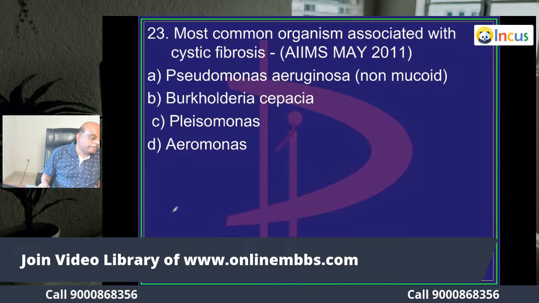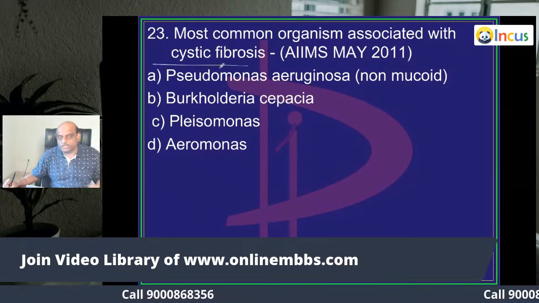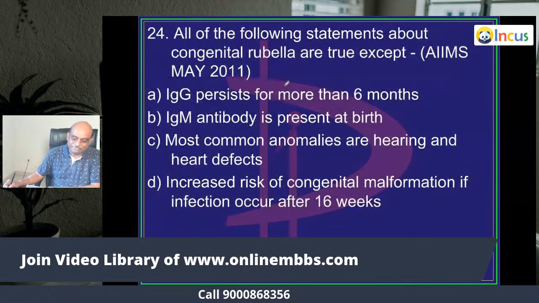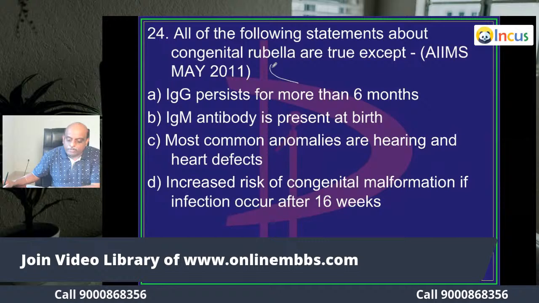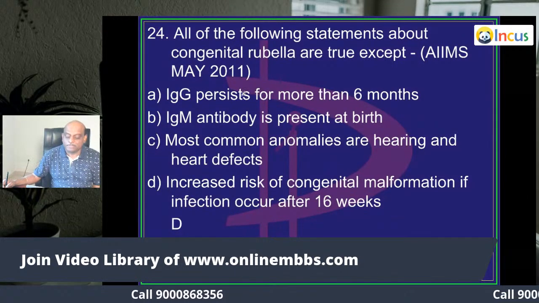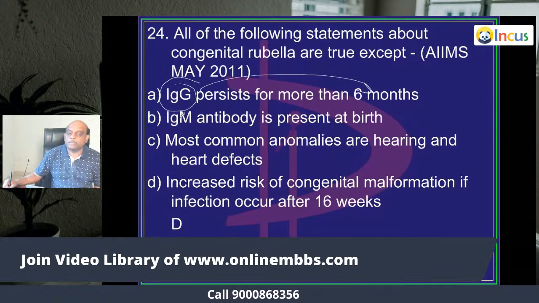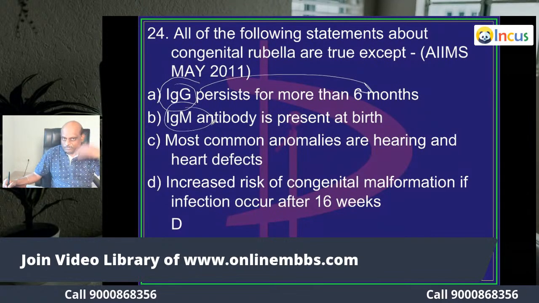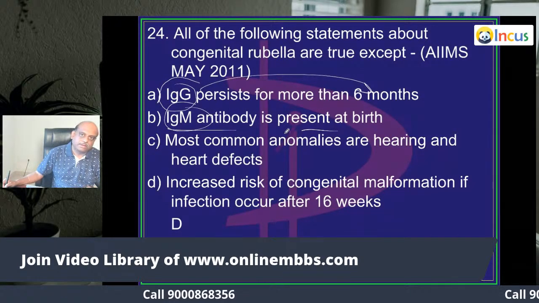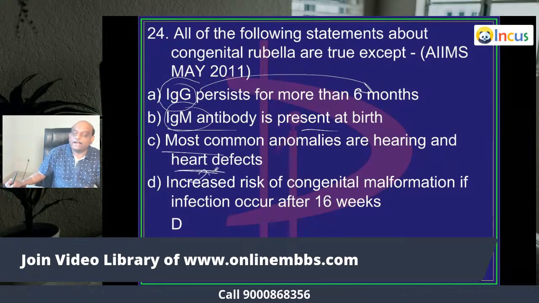Now, doctor, the most common organism associated with cystic fibrosis, Pseudomonas aeruginosa. Congenital rubella, as we discussed, the immunoglobulin G will persist more than 6 months because it comes from mother. IgM is present at birth if at all infection occurs. The most common anomalies are hearing and heart defects.